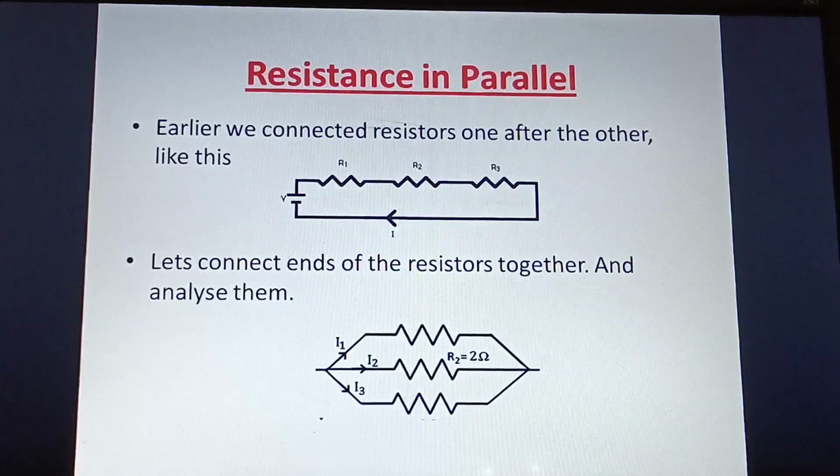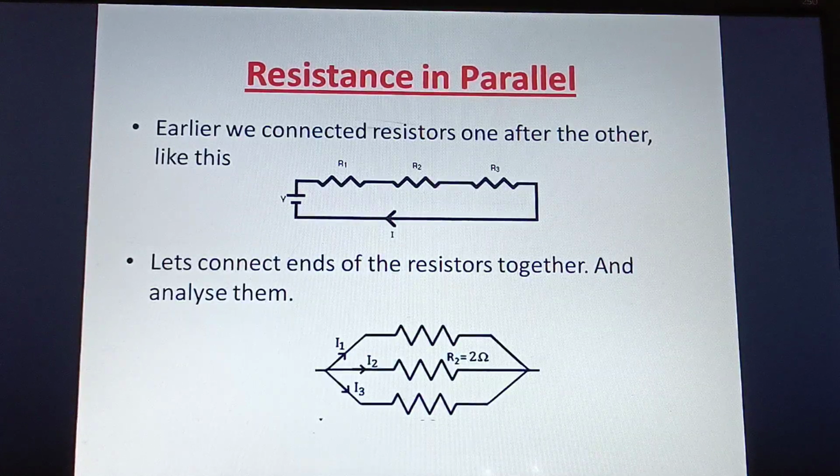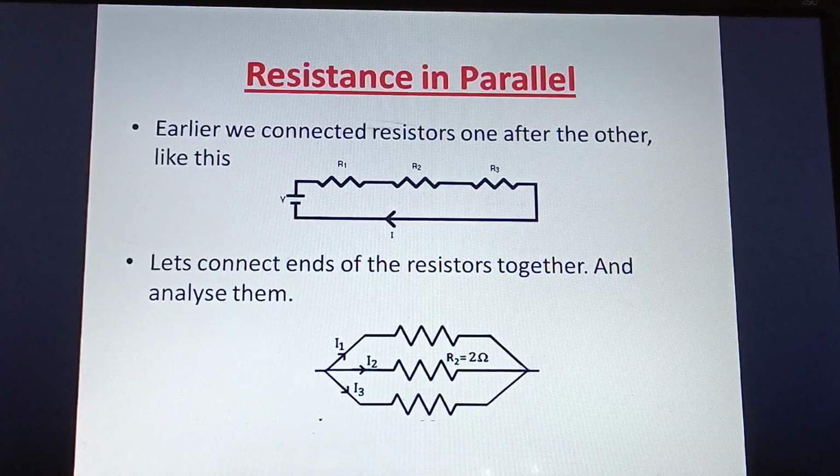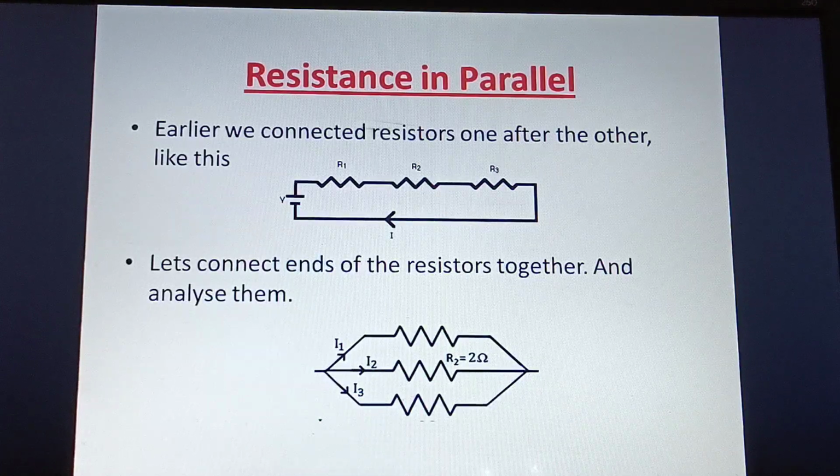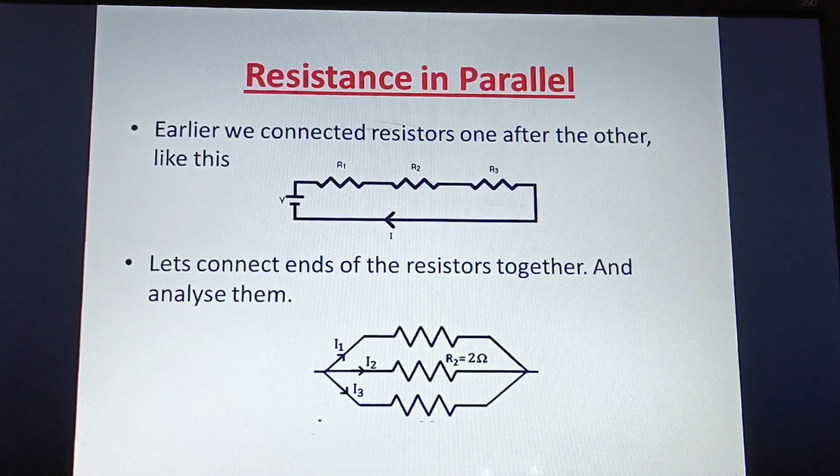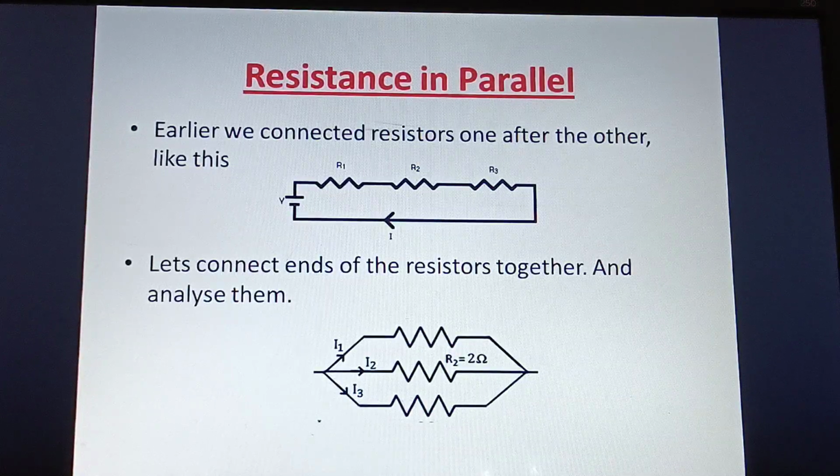Now in resistance in series I had asked one question, isn't it? I want 2 ohm resistance from 1 ohm resistors. So what did you do? You just added those 1 ohm resistors and you got 2 ohm, through the equation Rs equal to R1 plus R2. Now here my question is that I don't want to double the value. I want to reduce down the total resistance.